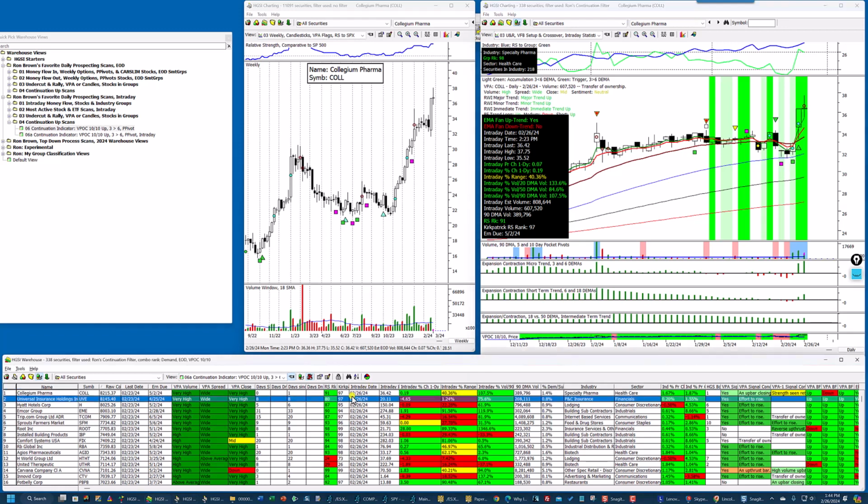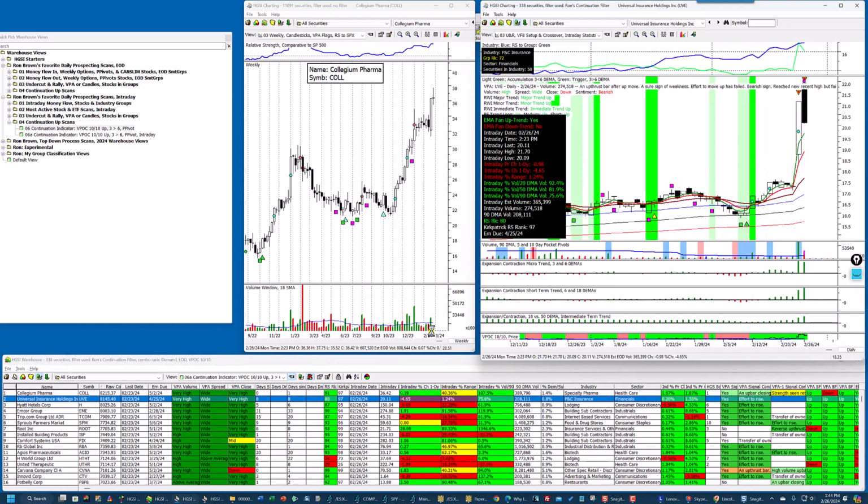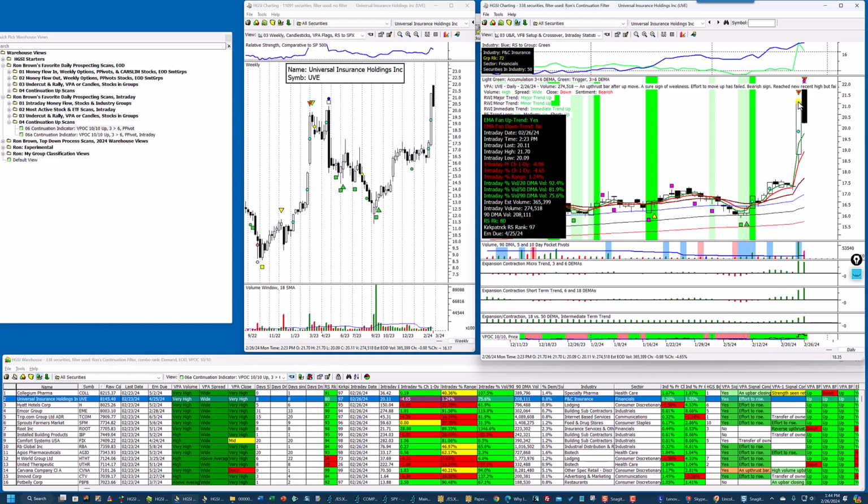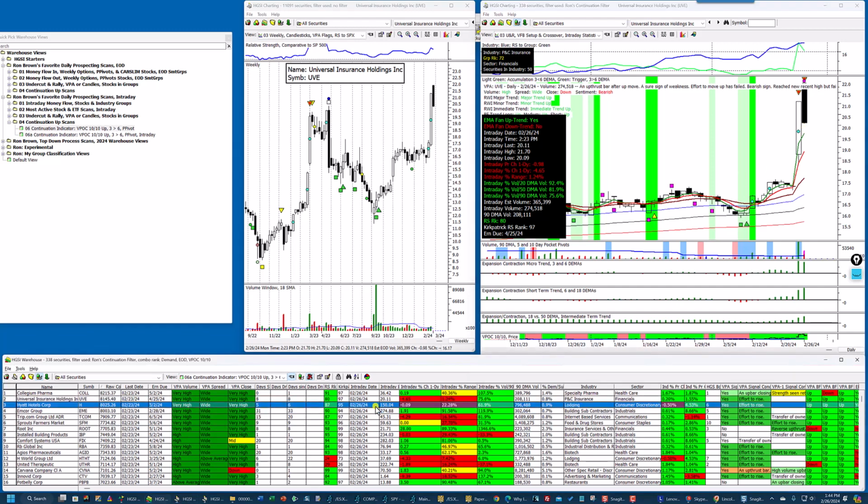How about this one? Universal Insurance. It was near the top, got ahead of itself, gapped open, and traders took their profits. You can tell an awful lot just by looking at these 3 columns right here. Anyway, that's what I wanted to show you. If you work with these, and these are what I'll be working with for quite some time in the future, there's no need to look at a whole bunch of other scans. These will serve you well if you're sitting here intraday and trading off of them.